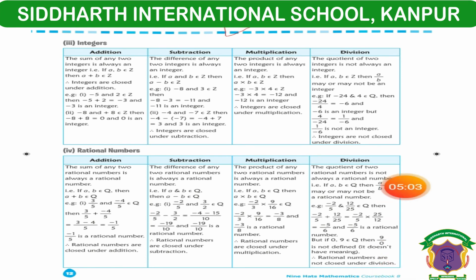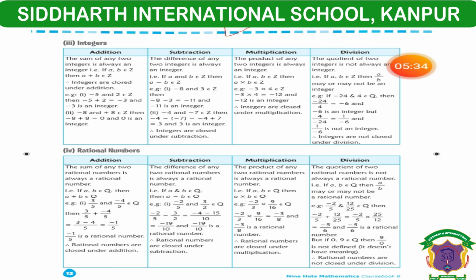Okay. For division, let's check it out. For division, take any two numbers. I've taken minus 2 by 5 and 12 by 25. When I divide them, I get the answer to be rational. But if you divide some number by 0, of course the set of rational numbers contains 0, when you divide by 0, that is, the denominator is 0, it will not be a rational number, right? So the property of division is not closed here.